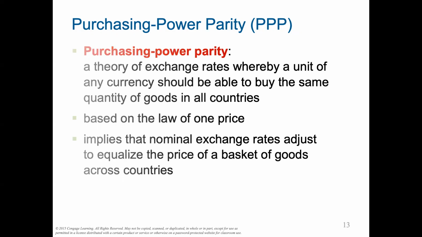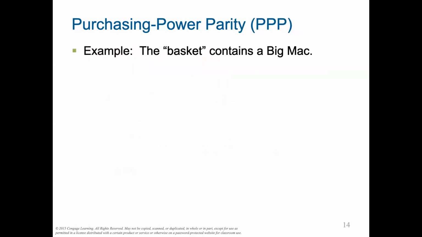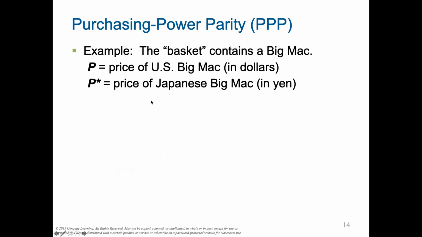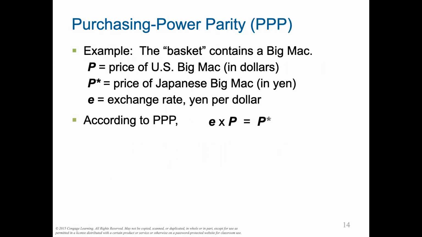Well, let's take a look at our Big Mac example. Let's say the basket in the United States contains a Big Mac. We know the price of a Big Mac in the US, and we know the price of the Big Mac in Japan, and we know the exchange rate. According to purchasing power parity, the exchange rate times P should be equal to the price.